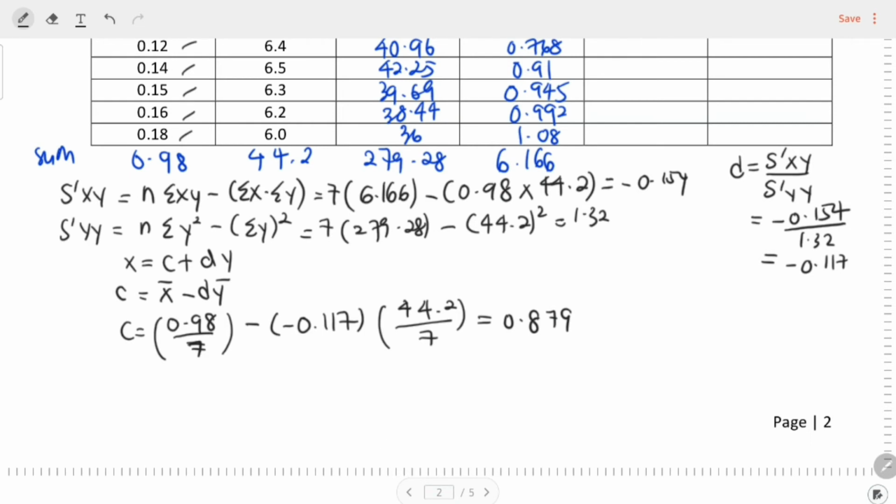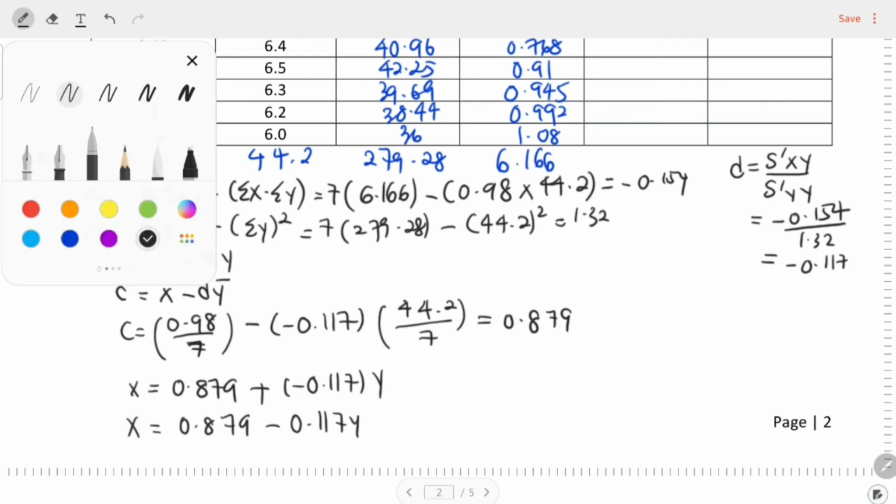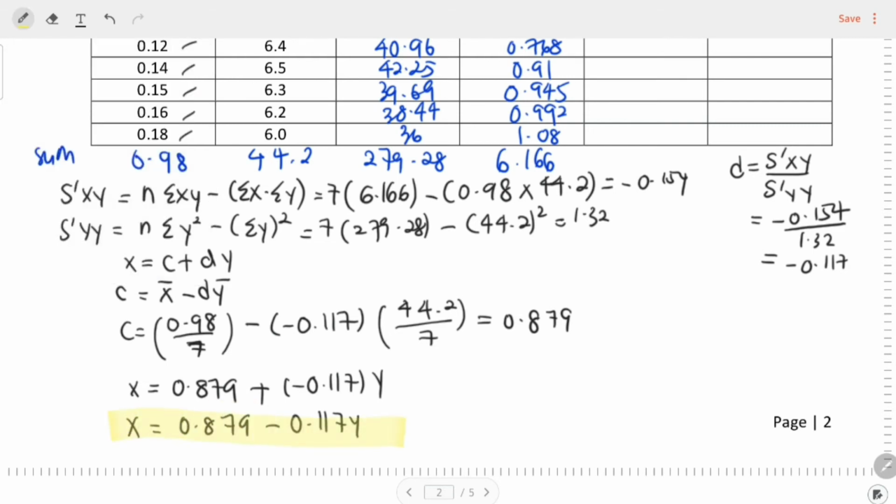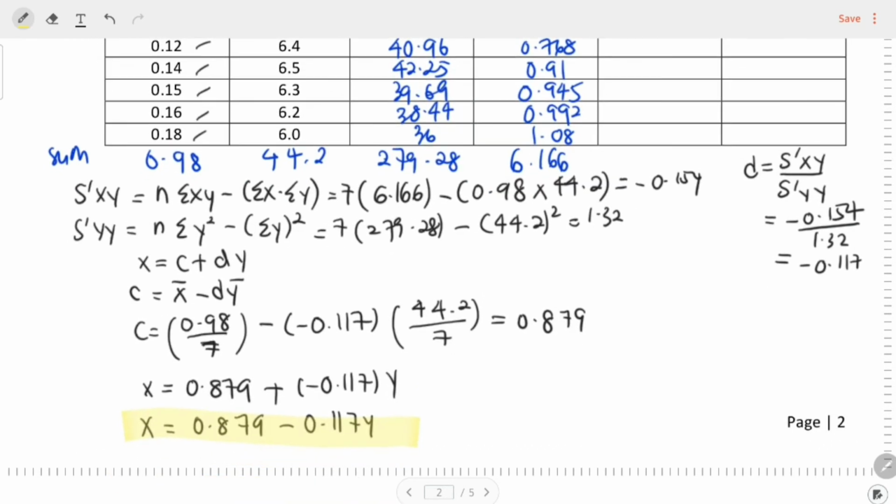So let's write down the equation. x equals c plus dy. So your c is 0.879 plus your d, which is negative 0.117 y. Rewrite it again, because I want to eliminate that bracket. So that is the final answer, your least square regression line of x on y.